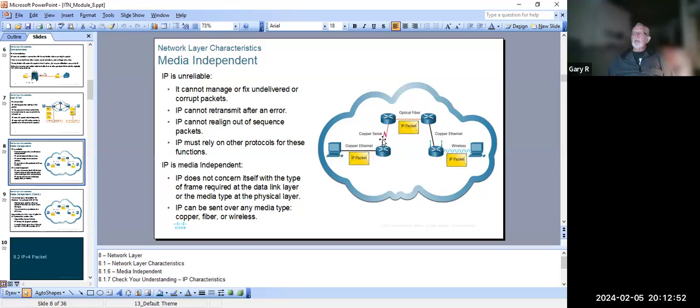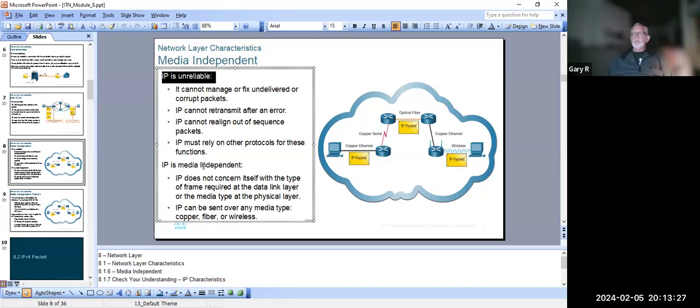Because we don't have any mechanism for assuring that it got there, IP is also referred to as unreliable. Now, that doesn't mean that IP is unreliable in the world in which we live. Obviously, it's extremely reliable, but we cannot say that it's really guaranteed reliability. It's just hopefully reliable all the time because things work. But if something doesn't work, IP cannot fix it. Protocols up above will fix it.